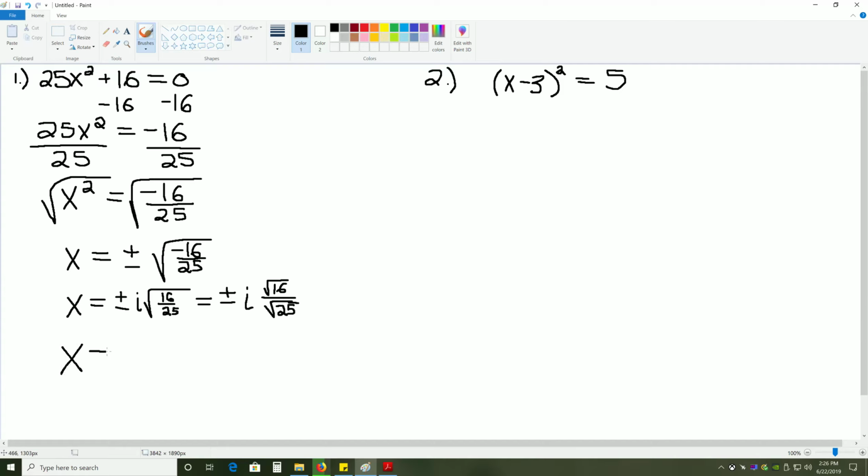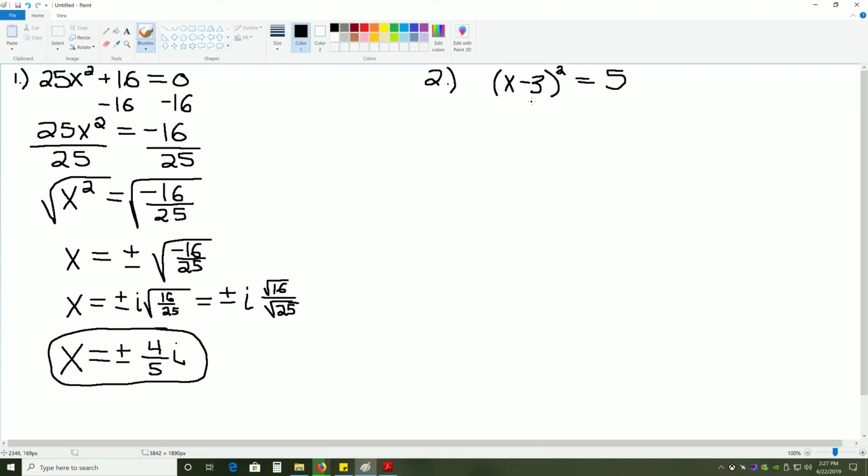which gives us x equals plus or minus the square root of 16 is 4, over the square root of 25 is 5, and that's all times i. Always remember the i has to come last for complex numbers. So x equals positive 4/5 i and negative 4/5 i are the two solutions to 25x squared plus 16 equals 0. Now, as I suggested, you should pause the video and try this problem on your own.